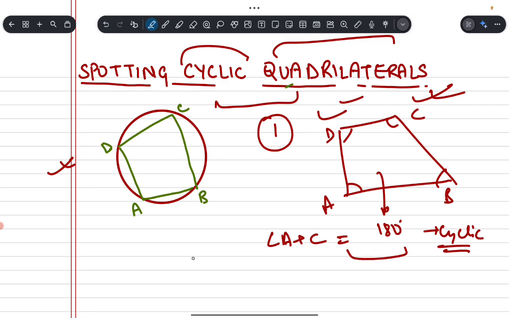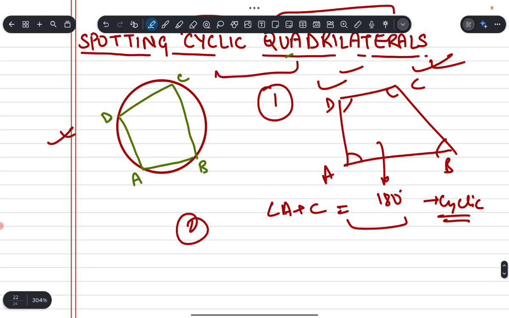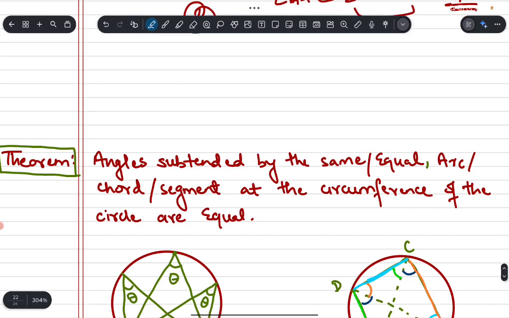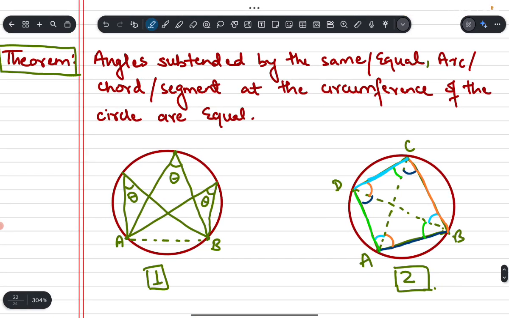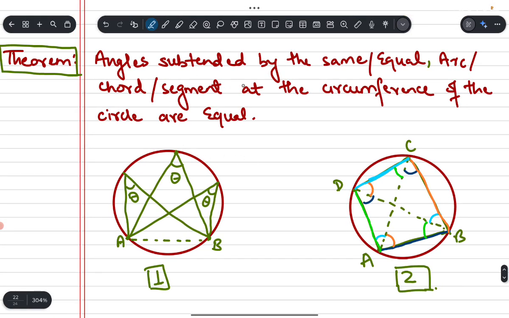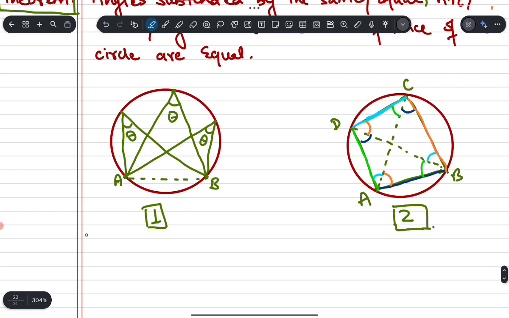Now, coming to the second thing, that is the important one. Before that, I'll be telling you this theorem that you need to know. The theorem says that angles subtended by the same or equal arcs, chord, or segment at the circumference of the circle are equal. Now, you must be knowing what a chord is, right? And an arc as well. What's a segment though?